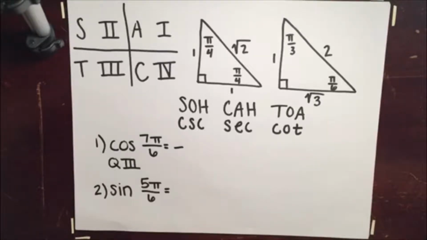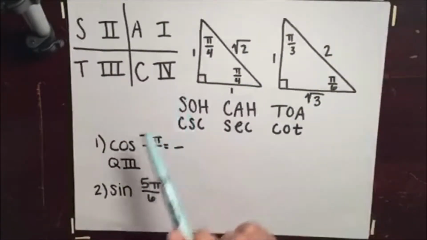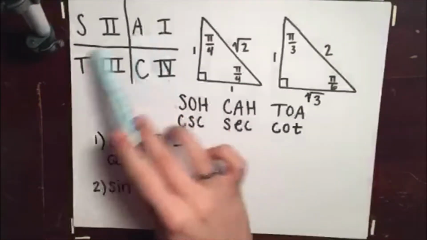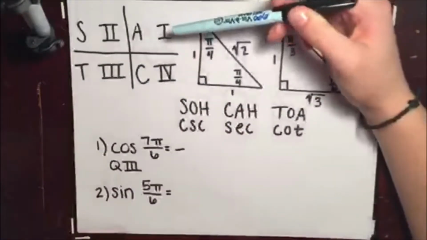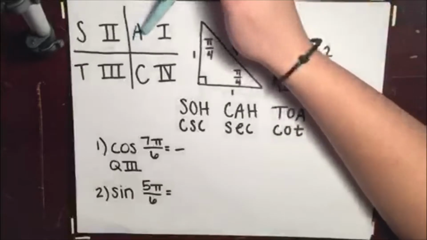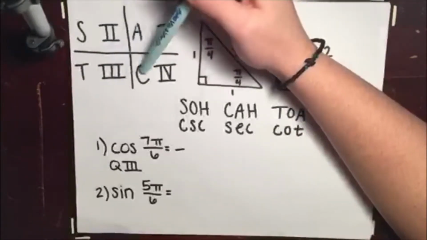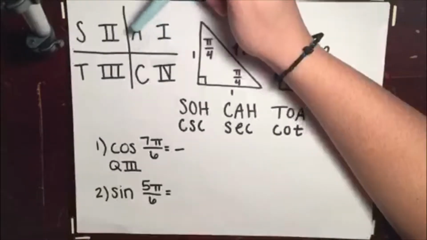In order to do that, we need to know the signs of the different trig functions in each quadrant, quadrants 1 through 4. So a little mnemonic device to remember this is All Students Take Calculus, and I've also heard A Smart Trig Class, whatever works for you.